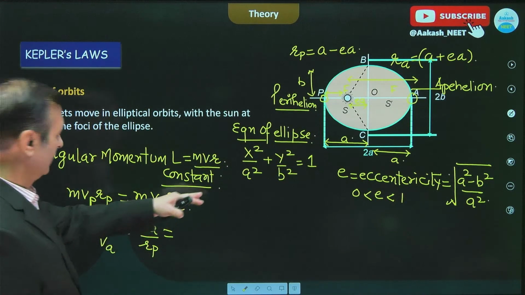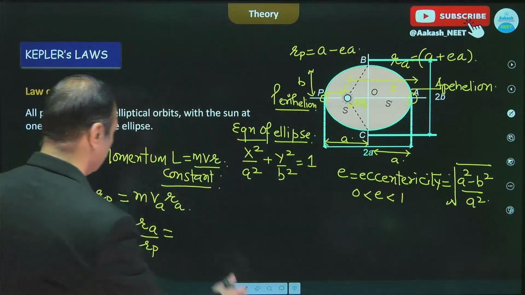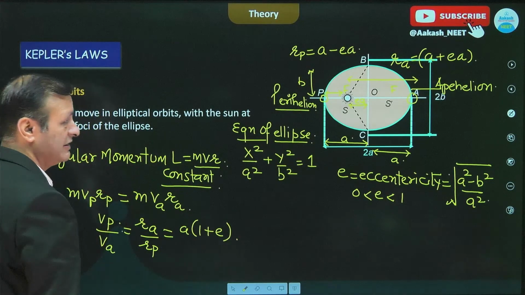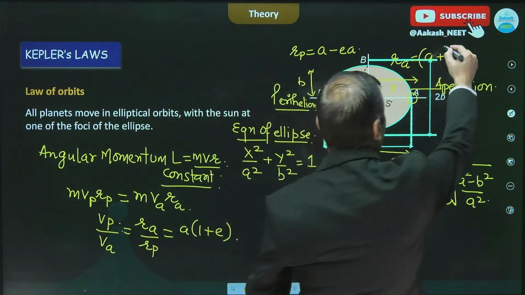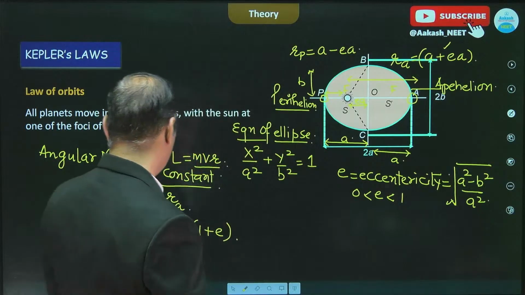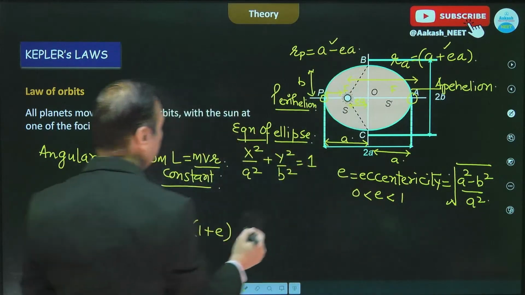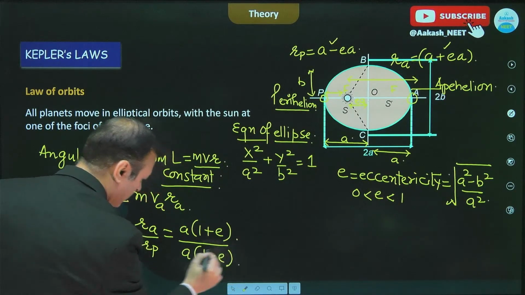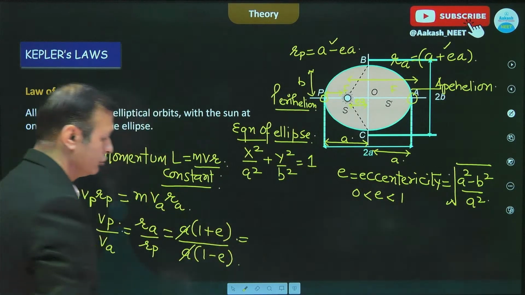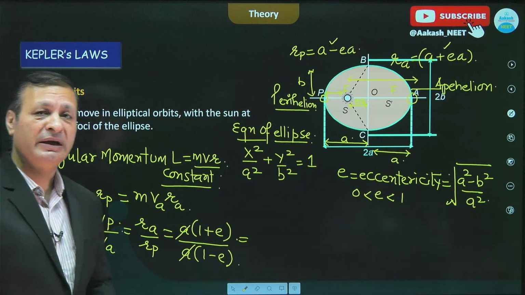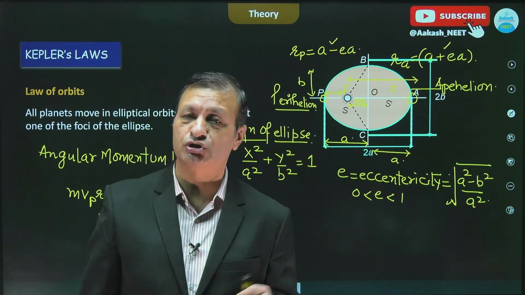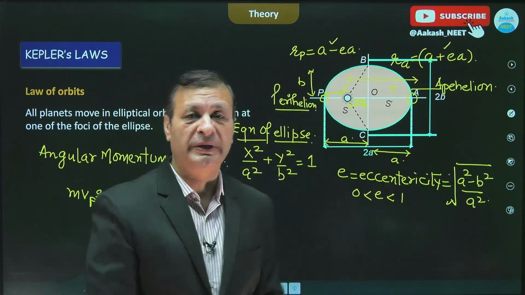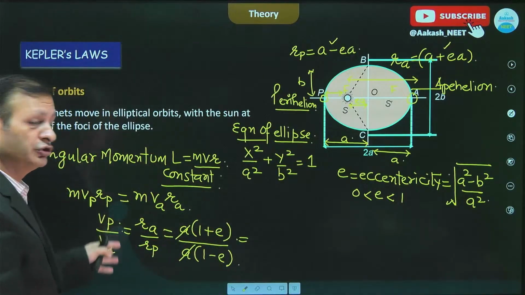Now if you look at this, what is Ra? That is A times (1 plus E). So this is Ra, and Rp is A minus EA, that means A times (1 minus E). So this ratio (1 plus E) by (1 minus E) defines the ratio of the speed of the planet when it is passing through perihelion and aphelion position.